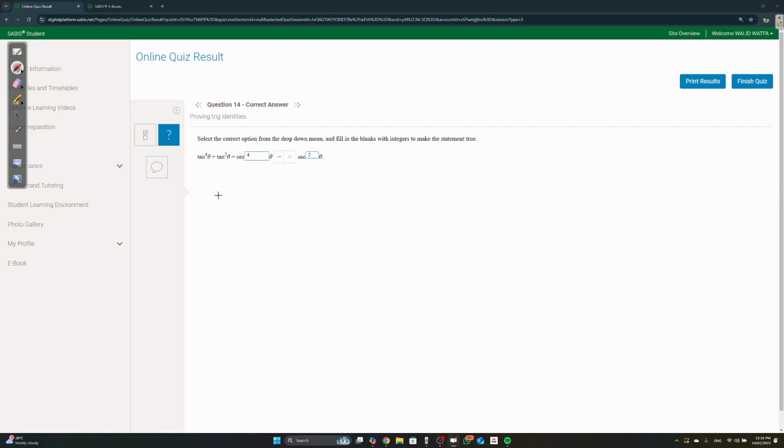Question 14. Tan to the power 4 plus tan squared is equal to... Let me see this. You need to prove a trigonometric identity. It's a bit tough, but you need to start with this and end with secant. How do you relate tan to secant? You know that 1 plus tan squared theta is equal to secant squared theta. So tan squared is equal to secant squared minus 1. So we can replace this with secant squared minus 1.